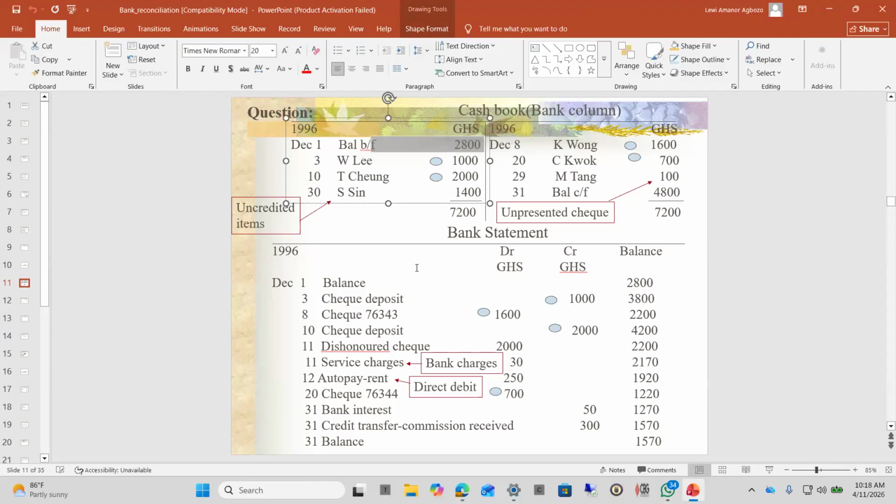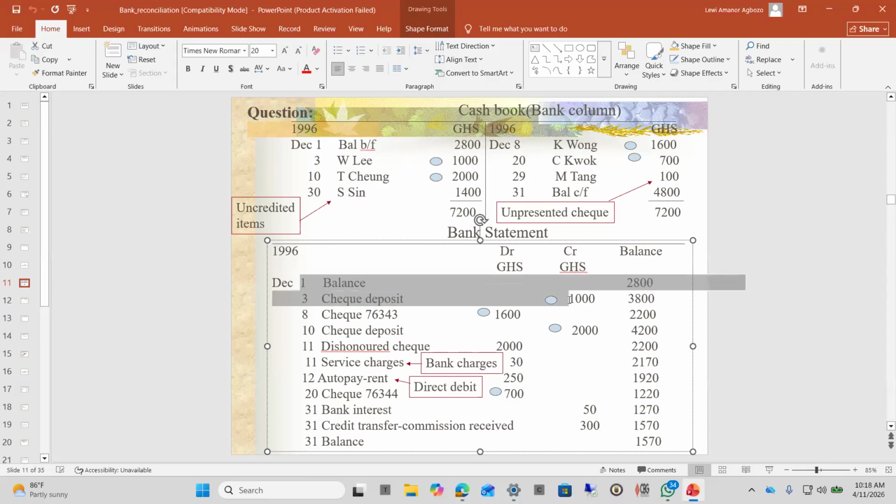2,800. It's an opening balance brought forward. When you come to the bank statement, you will see the same balance here. Is that correct? Yes, sir. So it means that at the beginning of the month, the accounts were balanced.